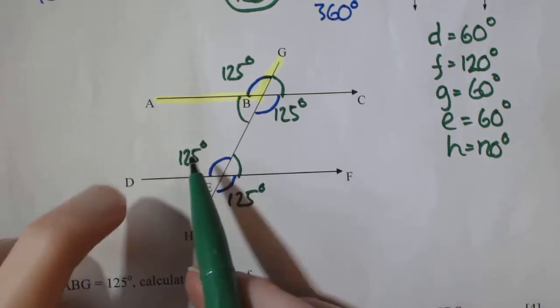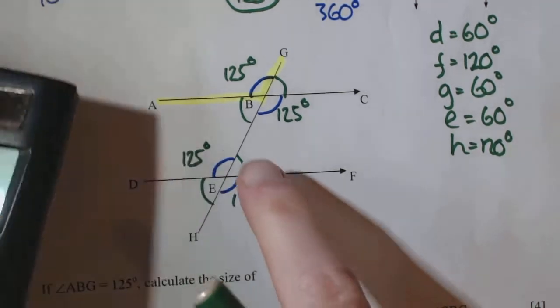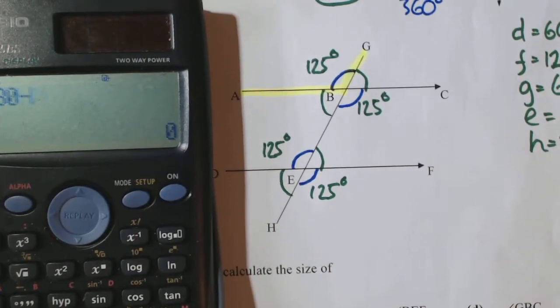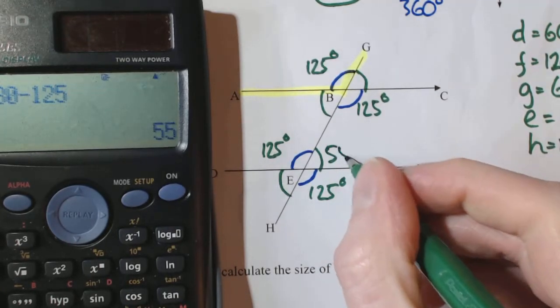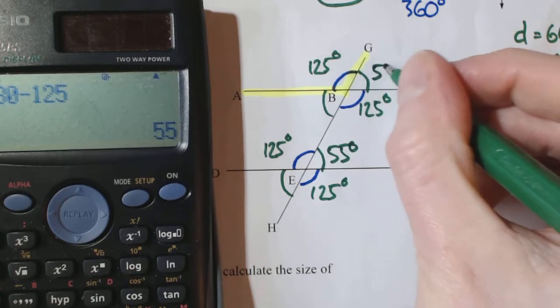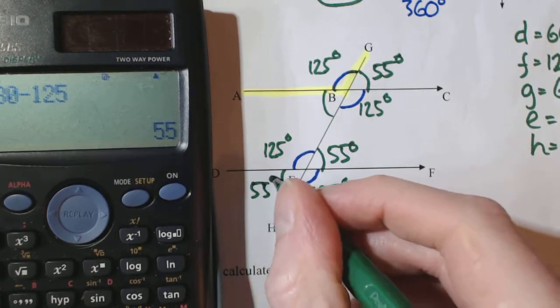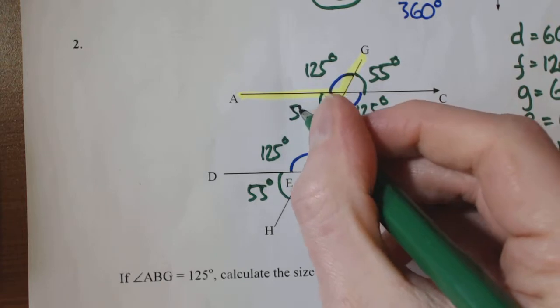So we need to think of 180 minus 125. Well, what angle would this be? Okay, so we got 180 minus 125. This is going to be 55 degrees. That will be 55 degrees. This will be 55 degrees. Right, so I've just put in all the measurements, and last but not least, that will be 55 degrees.